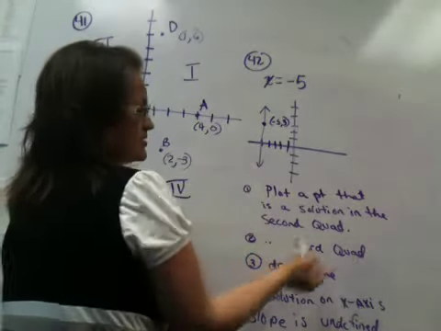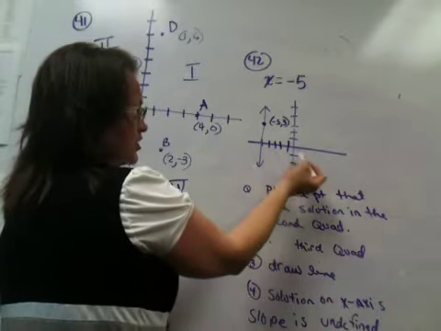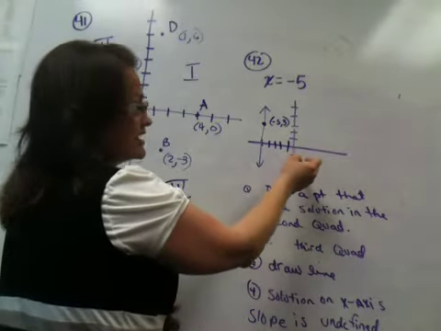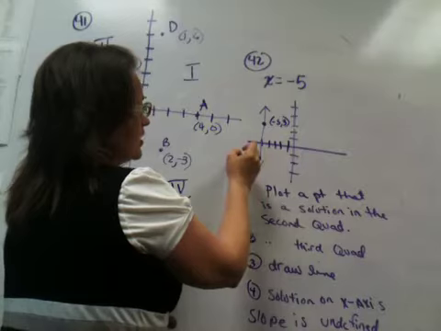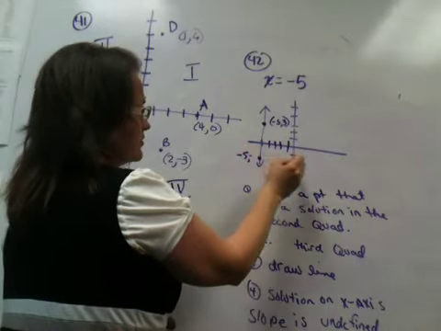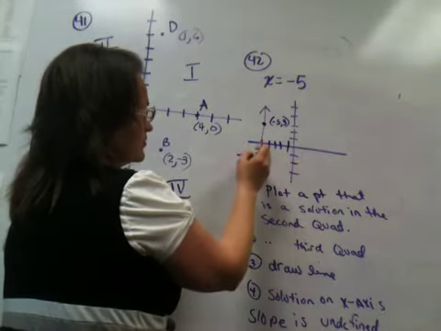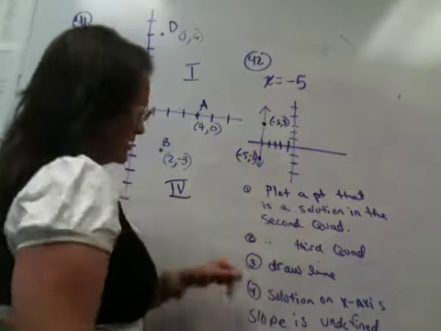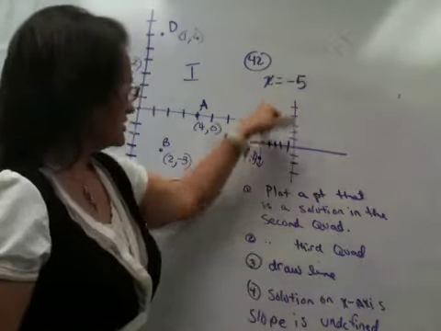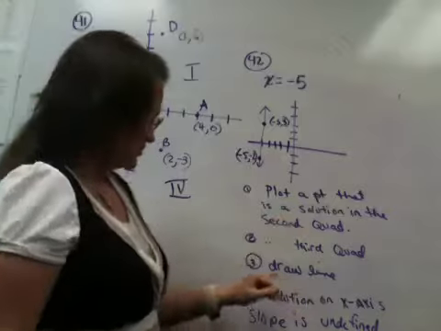Then it says plot something in the third quadrant. So this is our third quadrant. So let's pick y as, say, negative 2. X is always going to be negative 5, no matter what we put in for the y value. Then it says draw the line, so then it draws the line in, showing that it is vertical.